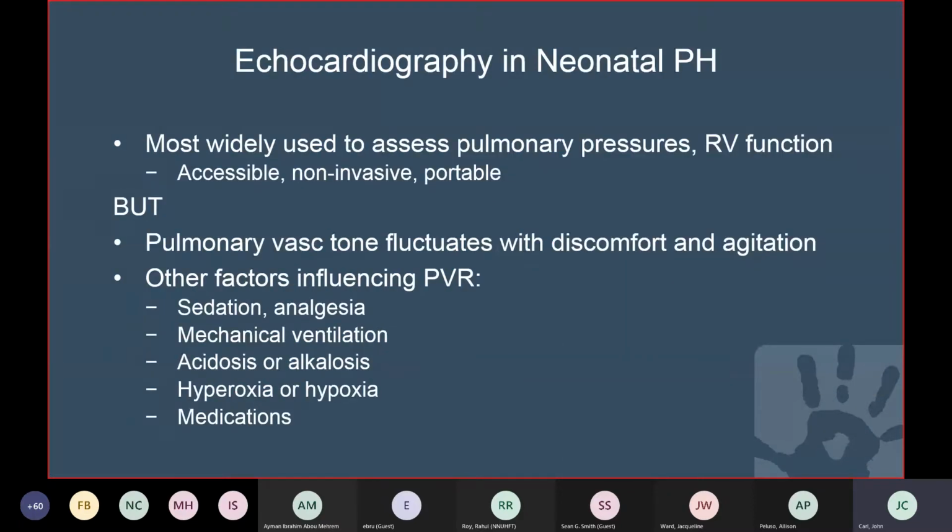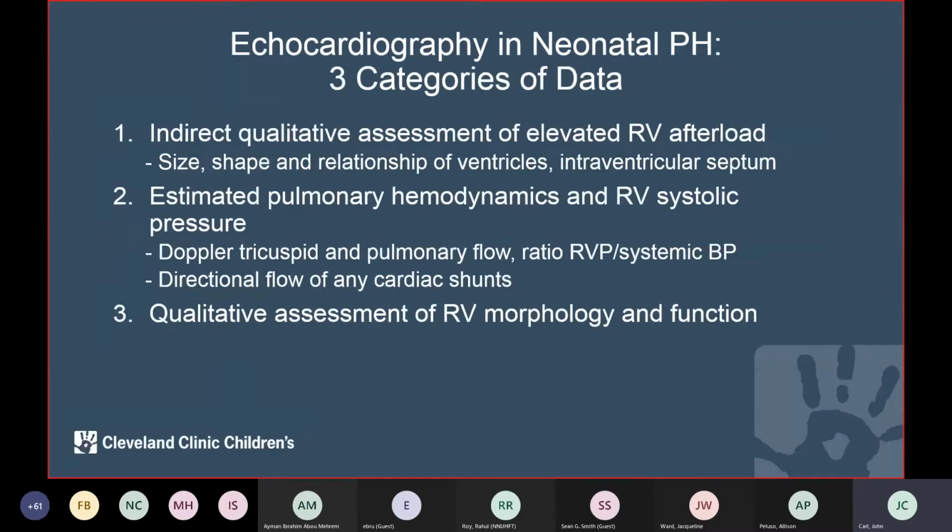So echocardiography is the most widely used to assess pulmonary pressures and right ventricular function. It is accessible, non-invasive, and portable, but it is also different in that pulmonary vascular tone fluctuates, with many issues that we see commonly in the NICU: agitation or discomfort, whether the patient is being sedated or has significant analgesia on board. There are mechanical ventilatory effects, the child's degree of acidosis or alkalosis, as well as hyperoxia or hypoxia, and various medications affect the accuracy of the echocardiographic measurement.